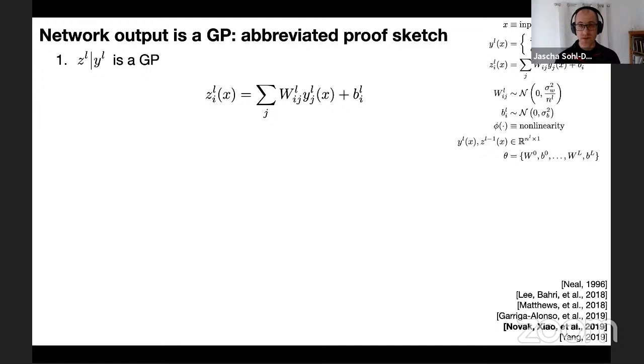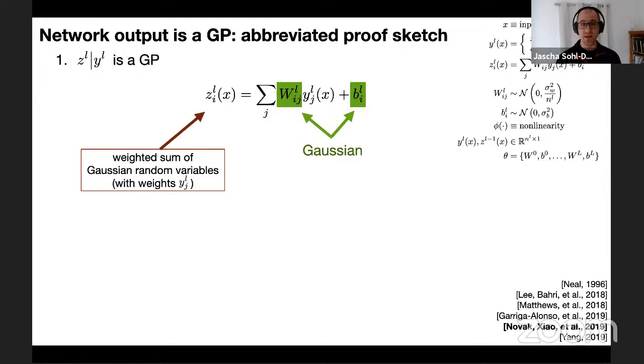The loose derivation I'm giving here is closest to that in Roman and Leichau's ICLR 2019 paper, which is the bolded reference. So first, we note that the pre-activations, ZL, are a weighted sum of Gaussian random variables for every layer, where those Gaussian random variables correspond to the weights and biases, and where the coefficients for each of those Gaussian random variables are the preceding activations. So because of this, the ZL are Gaussian, or a Gaussian process conditioned on the preceding activations YL.